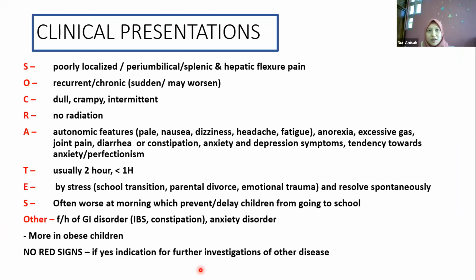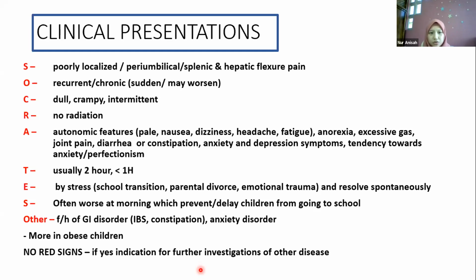As we know that FAP is abdominal pain, so we go with the SOCRATES mnemonic. As for site, it is poorly localized, basically periumbilical, and some say in Nelson it might happen at the splenic or hepatic flexure. For the onset, it is recurrent and chronic. It can be sudden and may worsen throughout the period. For character, it is dull because it's a visceral organ, and then crampy or intermittent.